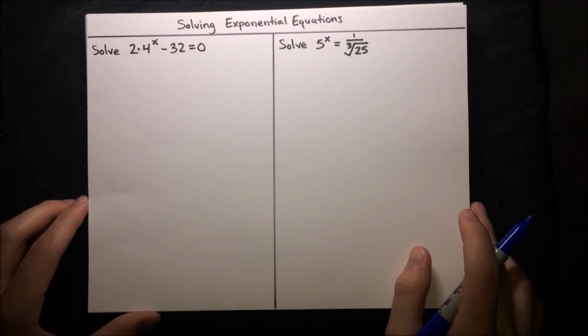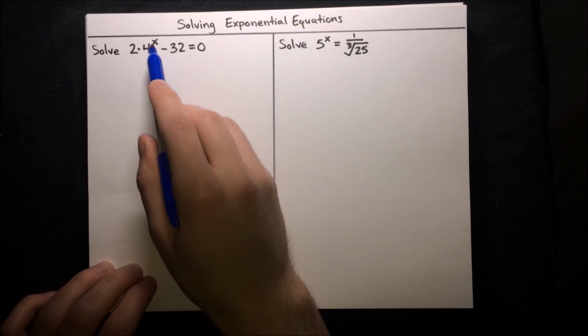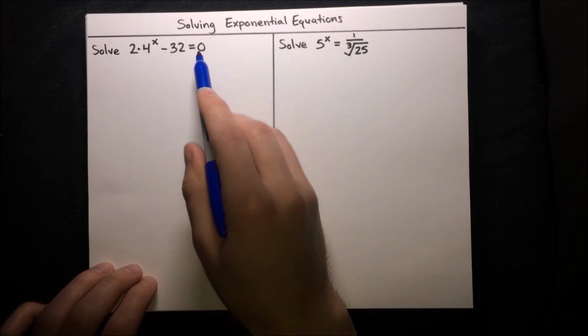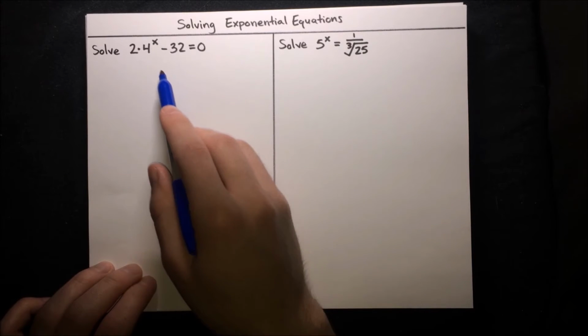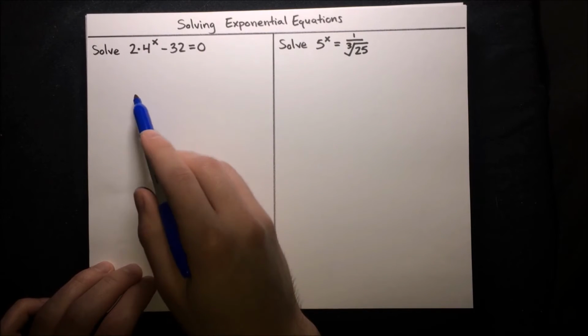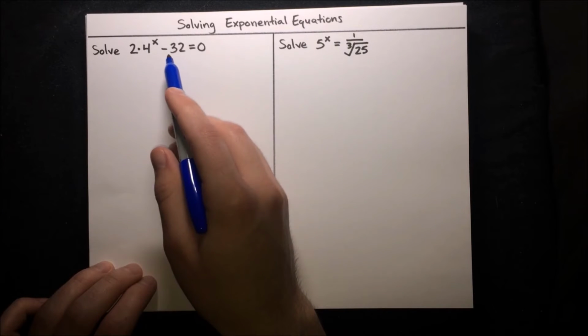Here are some more examples. Let's solve this left-hand side first. Solve 2 times 4 to the x minus 32 equals 0. Our strategy is going to be the same as usual. We want to isolate that 4 to the x on its own side, get rid of all the other terms, move them all to the right-hand side. So let's start off by doing that.